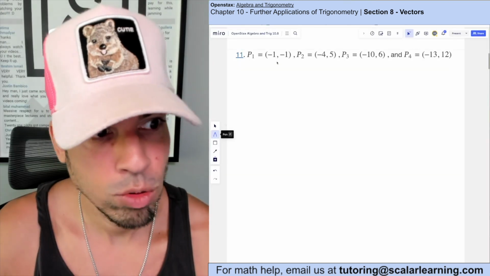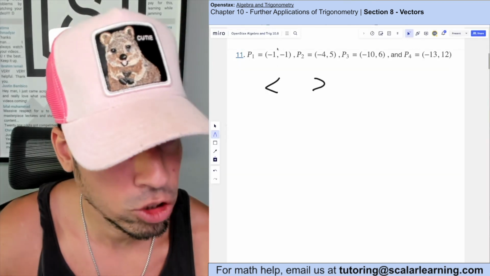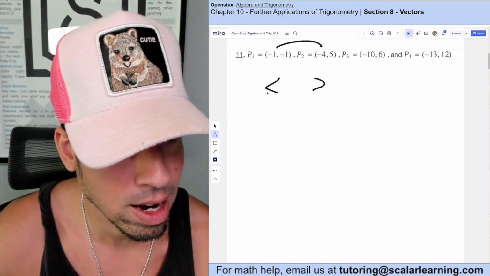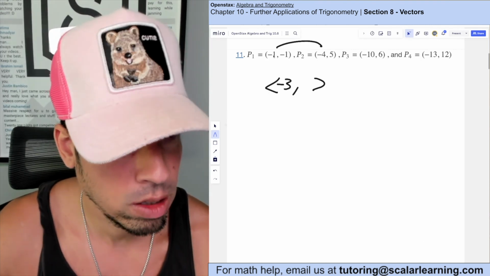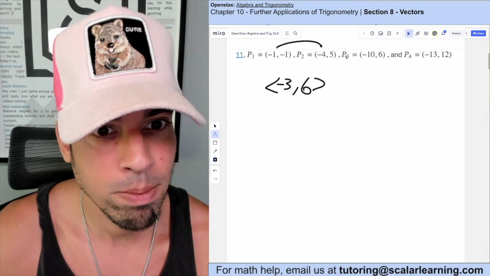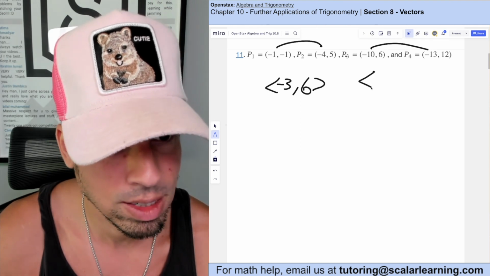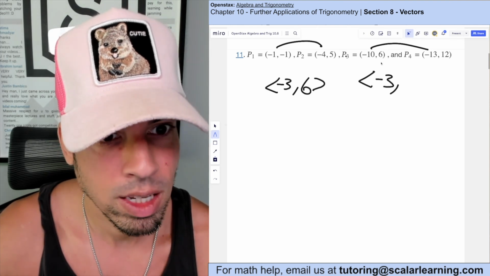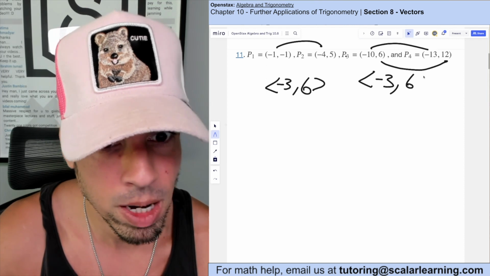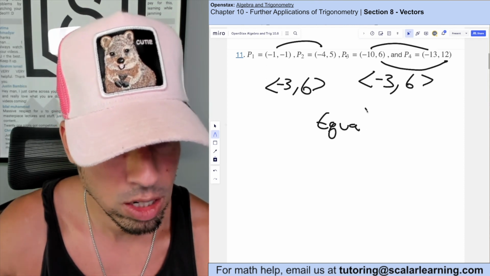Done. For this one, we're going to get the component form first, going from P1 to P2. What is the change in the x? It's going down by 3 for the horizontal component, and then -1 to 5, that's going up by 6. What about P3 to P4? We're going from -10 to -13, that's down by 3, and then 6 to 12, we're going up by +6. Look at that. These two are the same, therefore, these are equal.